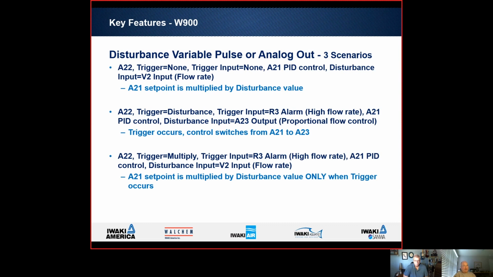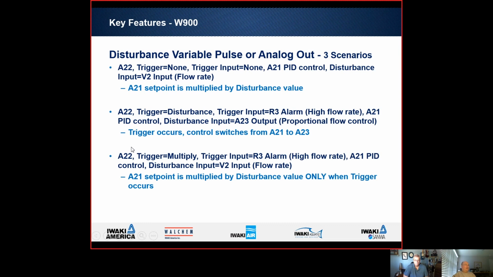So you have two algorithms here, PID control and proportional flow control. And now we have our trigger sitting there. So if the trigger occurs, if we get a high flow rate alarm, if R3 goes off, then control switches from PID control to proportional flow control. So you can actually change control algorithms based upon a trigger or a high flow rate in this case.